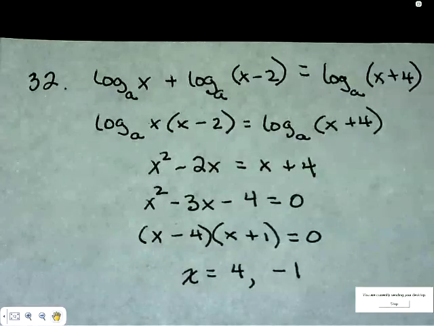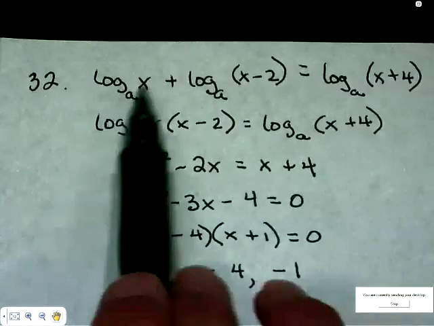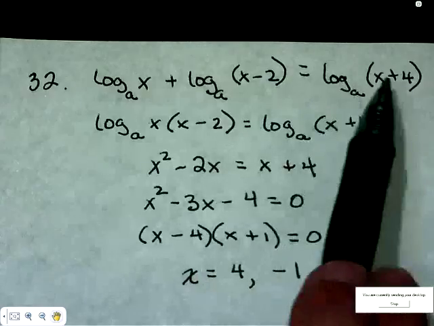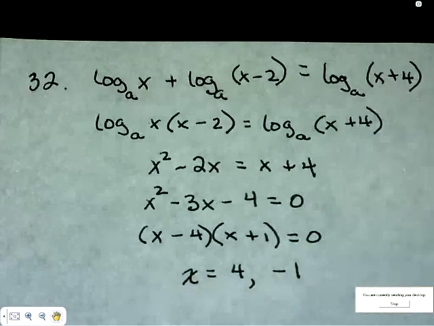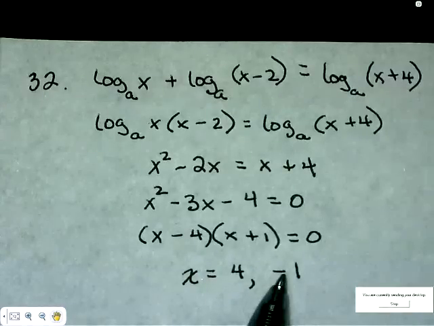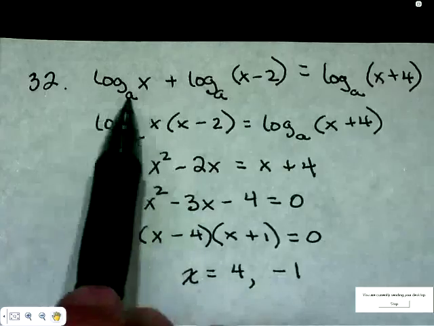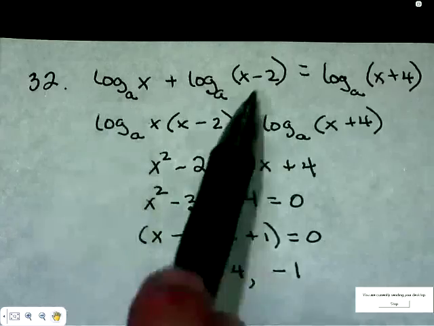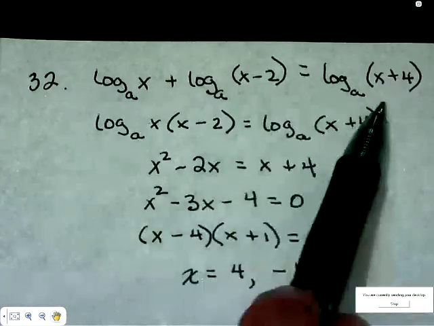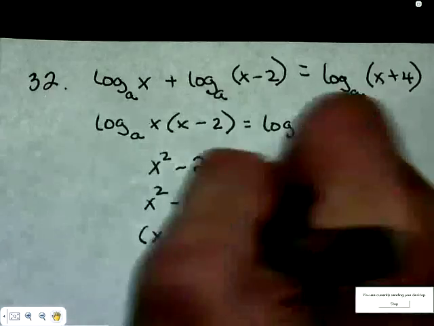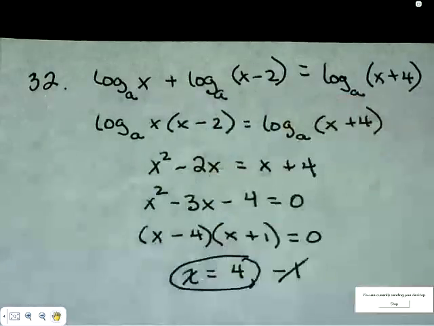So can I use the positive 4? I can take log of 4, I can take log of 4 minus 2, and I can take log of 4 plus 4. So I can use the 4. What about the negative 1? I don't get very far before I find out I can't use the negative 1. It makes this first expression undefined. It also makes the second expression undefined. It's not really a problem on the right-hand side, but it blows up that whole left-hand side. So x equals 4 is the only solution.